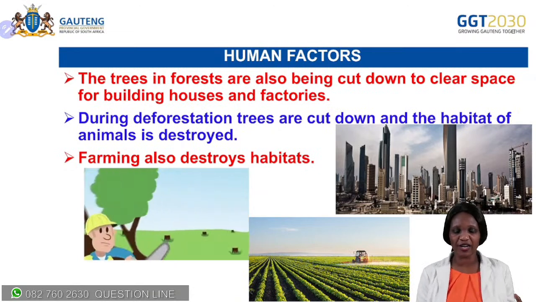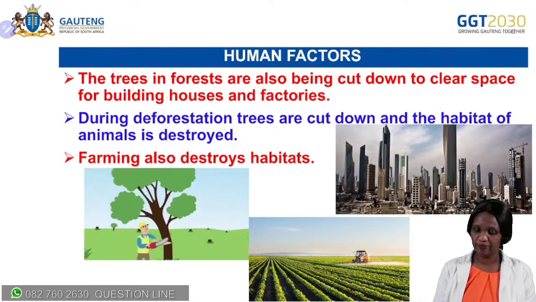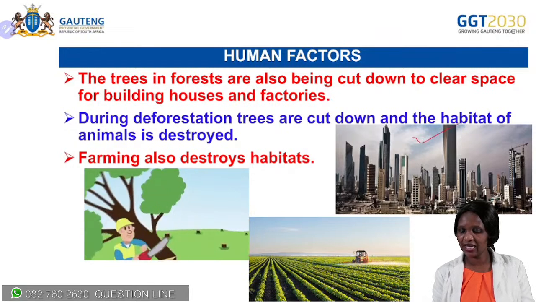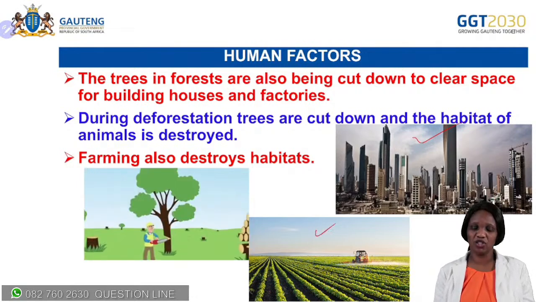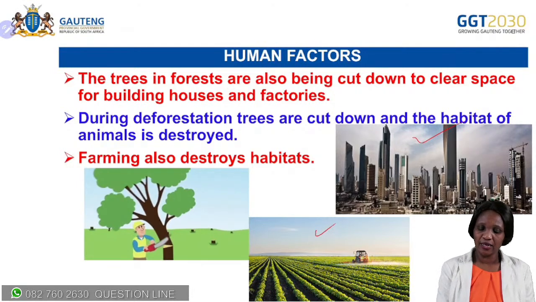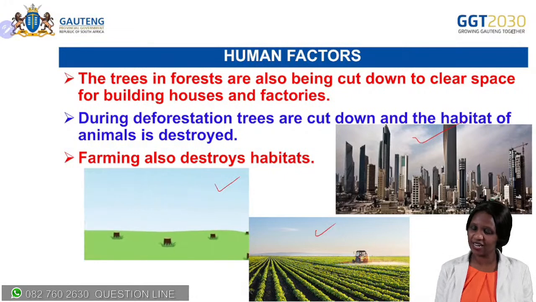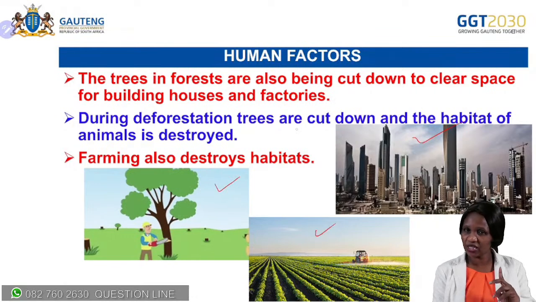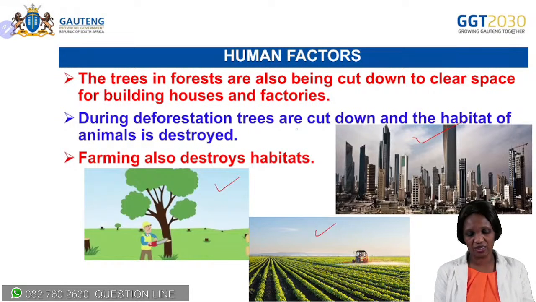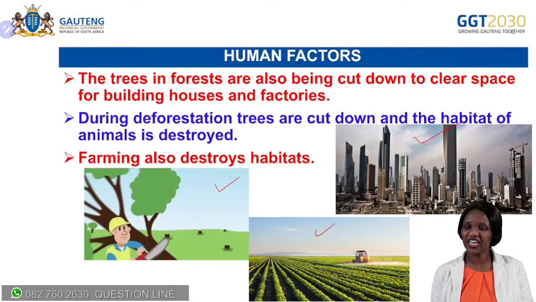And then the trees in forests are also being cut down to clear space for building what? Houses and factories. You can have a look at these pictures. They cleared land and a city was built. Land was cleared and farms were made, and they are continuing cutting down trees, clearing land for different things. And then during deforestation, trees are cut down and the habitat of animals is destroyed. And then farming also destroys the what? Different habitats.